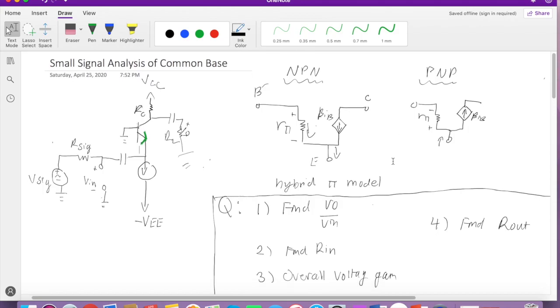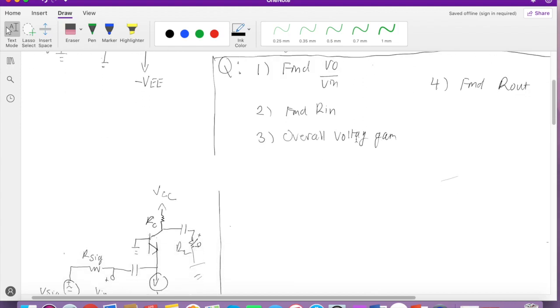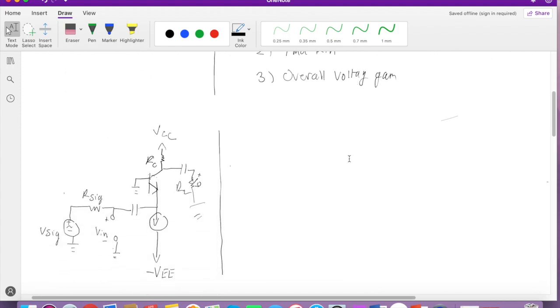Also important to note, there are many other models that you can use, like the T model. There's other hybrid pi models, but I find this one to be the easiest. And you guys can do whichever one, you'll still get the same results. So what are we going to derive today? We're going to find the voltage gain, V0 over Vin, the input resistance, the overall voltage gain, and the output resistance. So first, we obviously have to make our circuit into the AC domain.